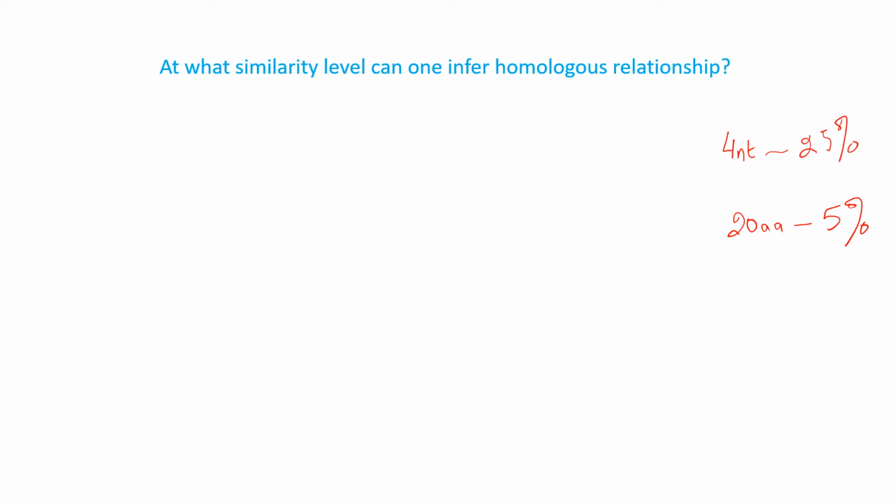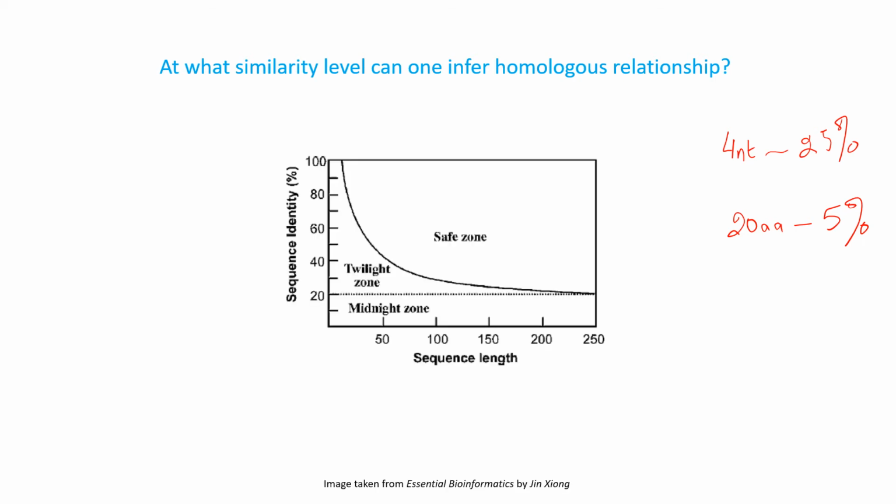Keeping in view these stats, we can try to understand this with the help of this example. You can see this graph, with sequence identity on the y-axis and sequence length on the x-axis, and there are three different zones: a safe zone, a twilight zone, and a midnight zone. The safe zone is where we can safely say that the two sequences are homologous.